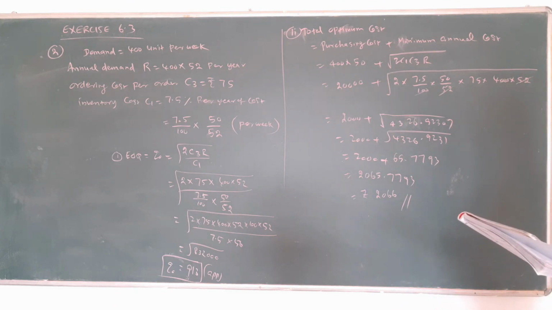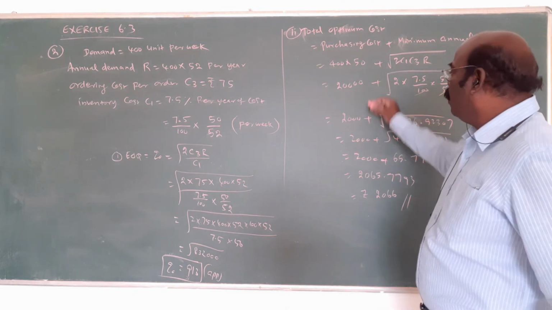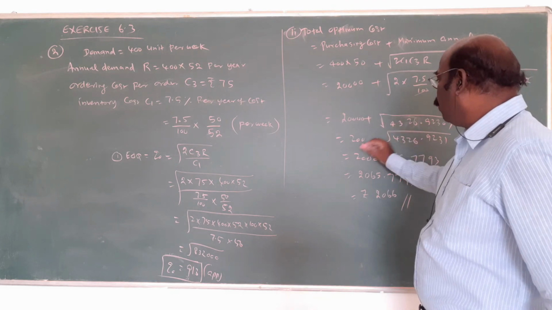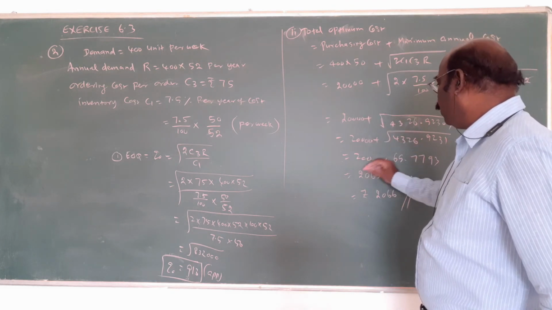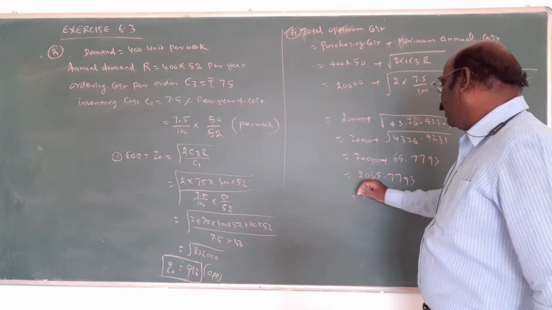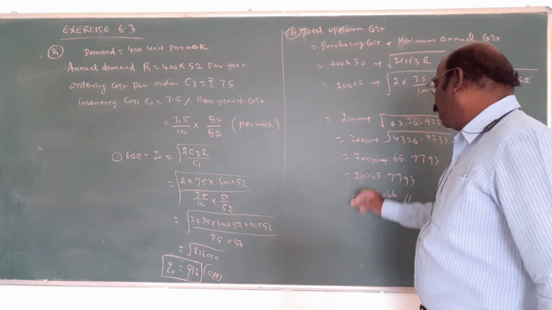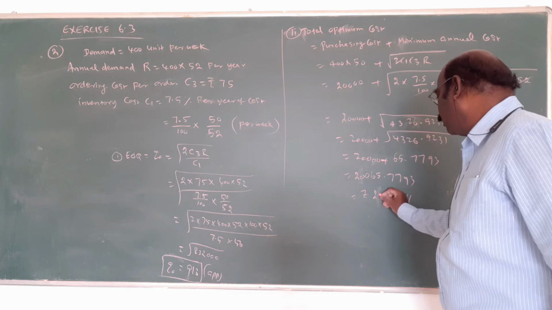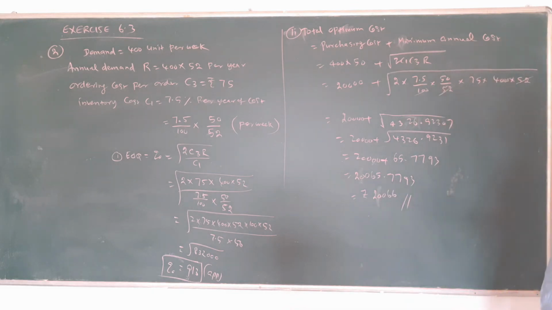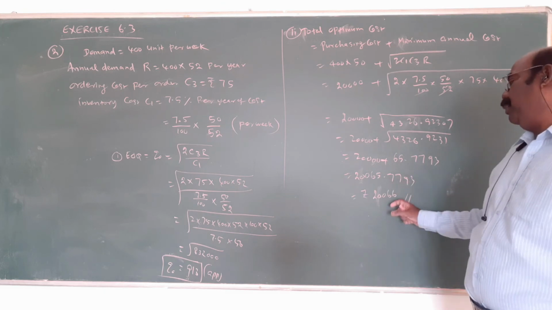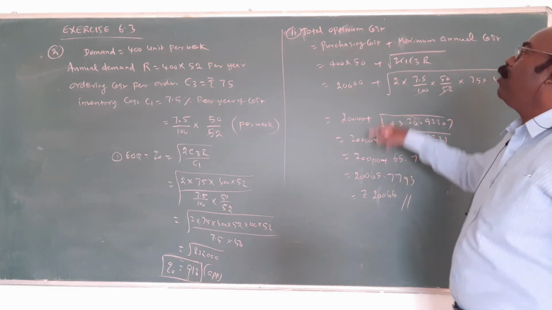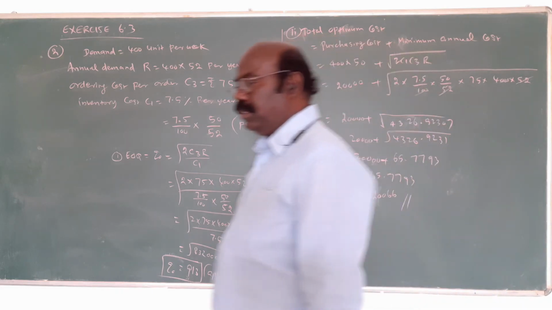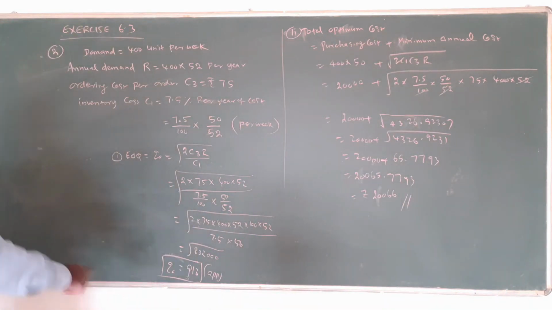Am I right? Actually here 40, here also 40, here also 40. What is the answer? 2066, because the decimal part is omitted. Round up. You want to take the answer rounded up because it is cost. That is the answer. Here also the same method.